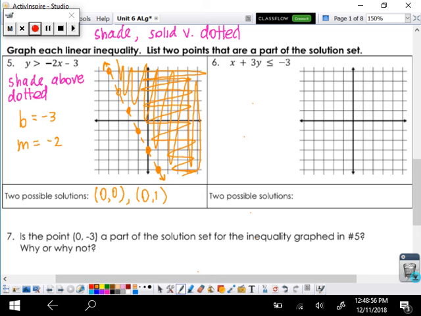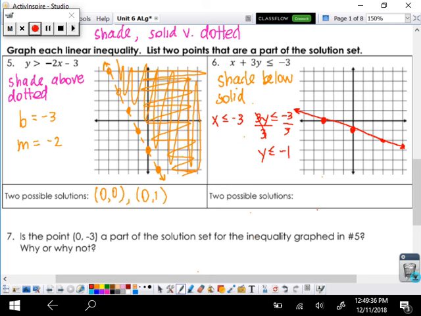And let's graph the second one. So this is going to be a solid line, and we are shading below. We're shading below because it's less than. Solid line because it's equal to. Cover-up method, x will be less than or equal to -3. And then 3y is less than or equal to -3. Divide by 3. And our y will be -1. Solid line. Shade below.